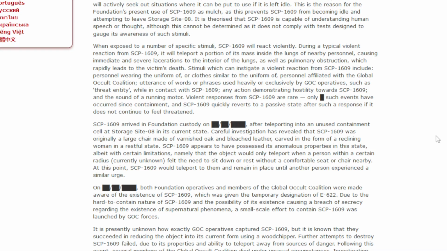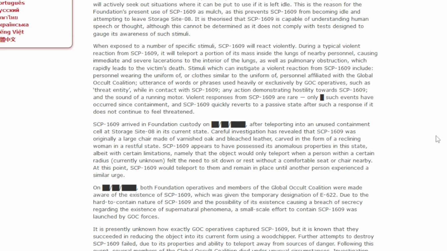When exposed to a number of specific stimuli, it will react violently. During a typical violent reaction, it will teleport a portion of its mass inside the lungs of nearby personnel, causing immediate and severe lacerations of the interior of the lungs as well as pulmonary obstructions, which rapidly lead to the victim's death. Stimuli which instigate a violent reaction from 1609 include personnel wearing the uniform or clothes similar to those of personnel affiliated with the Global Occult Coalition.